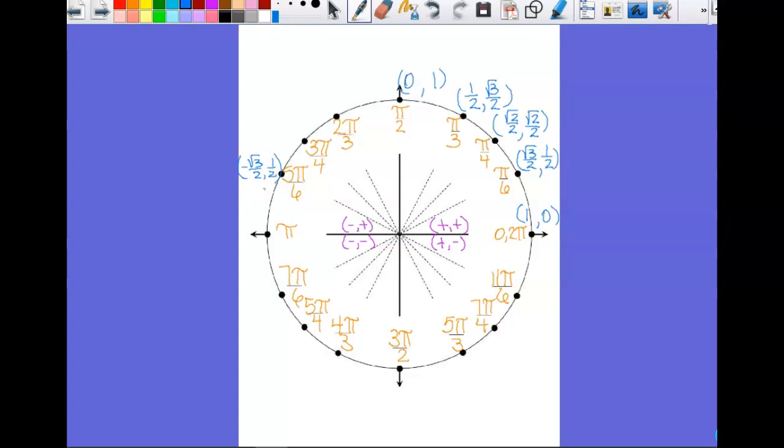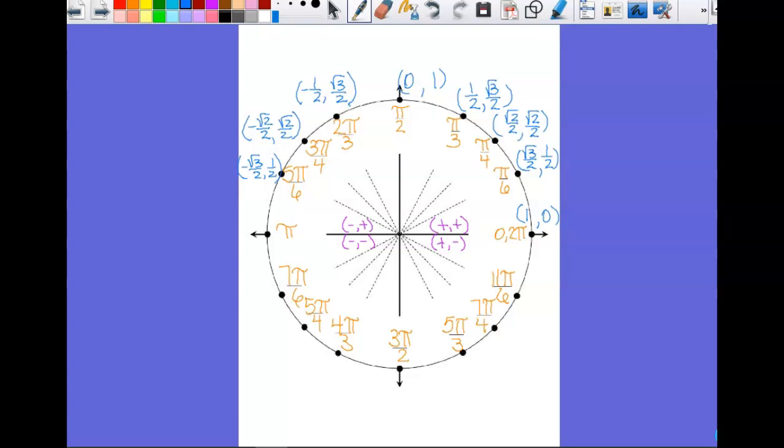Which means same for 3 pi fourths. They're both square root of 2 over 2, but this would be negative square root of 2 over 2, square root of 2 over 2. And then 2 pi thirds, my reference angle is pi thirds, so this would be negative 1/2, square root of 3 over 2.